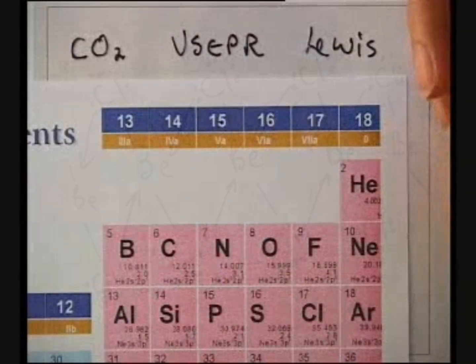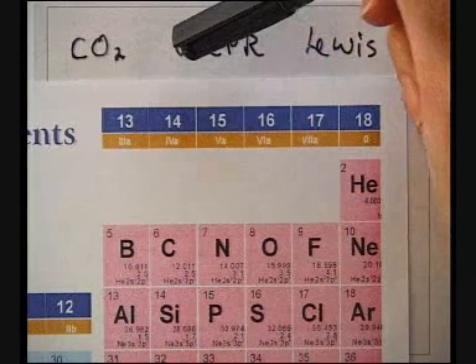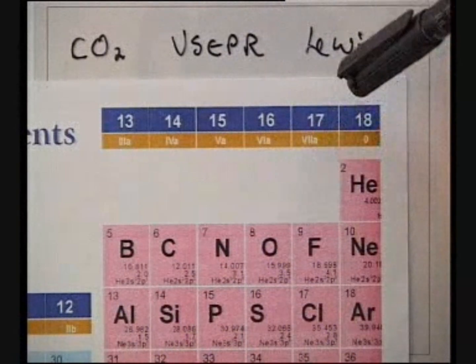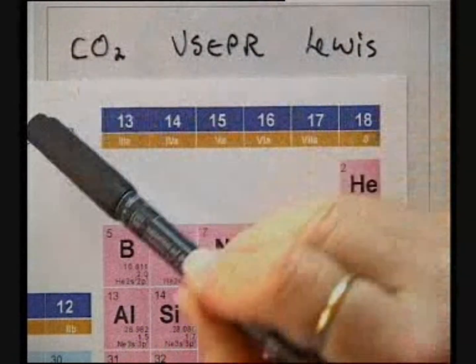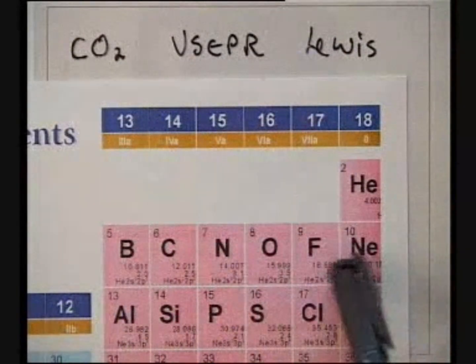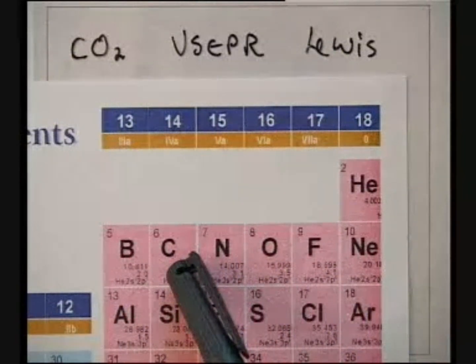The prediction of the molecular geometry of carbon dioxide using the VSEPR theory, valence shell electron pair repulsion theory, and we draw the Lewis structure first. Carbon is the central atom. It is found in the 4th group and 2nd period of the periodic table. It has got 4 valence electrons for covalent bond formation.